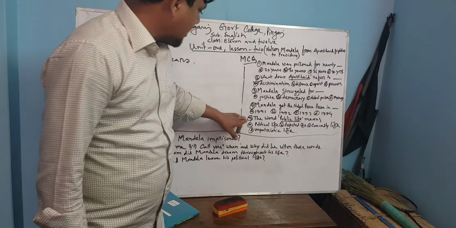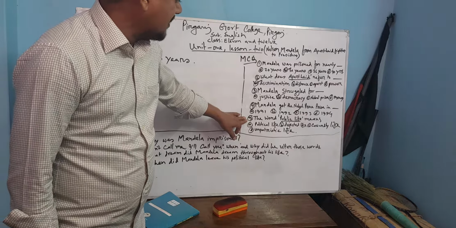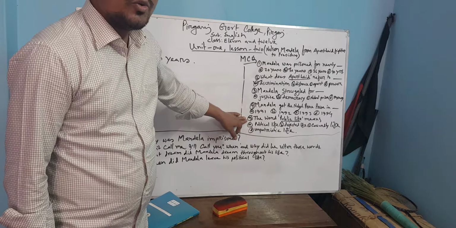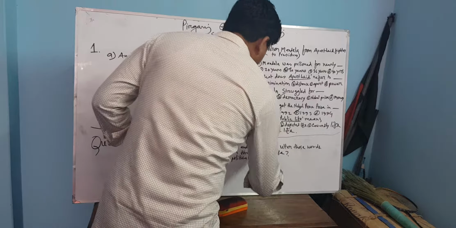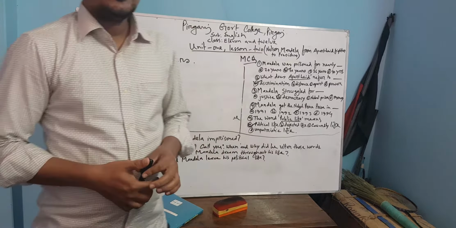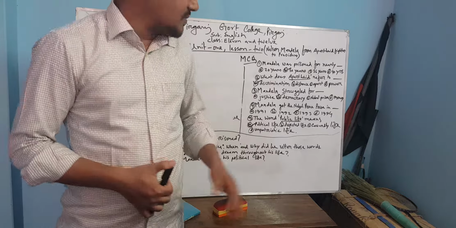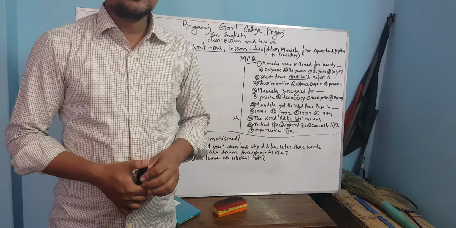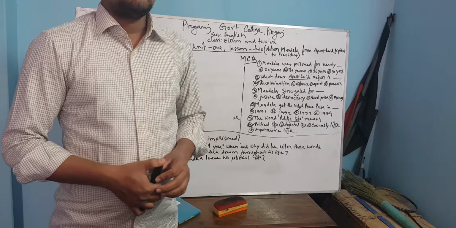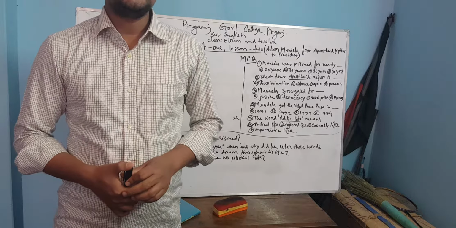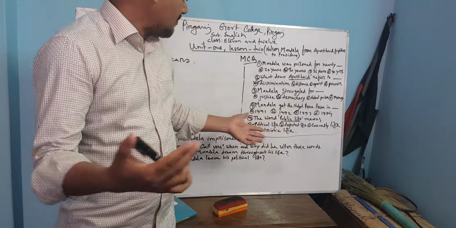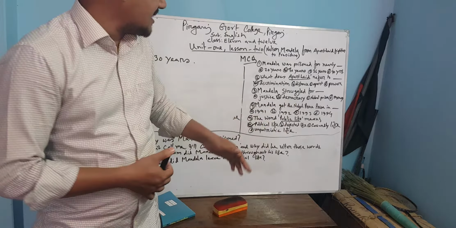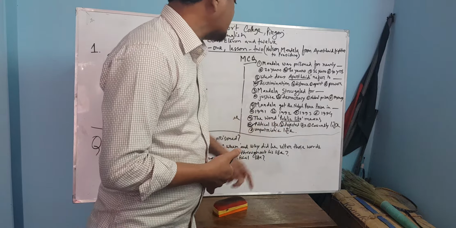And the next question, the word public life means. What do you mean by public life? Public life means political life. He retired from public life because when he was old enough, he had to retire from his political life or public life. That is why we can say public life means political life.